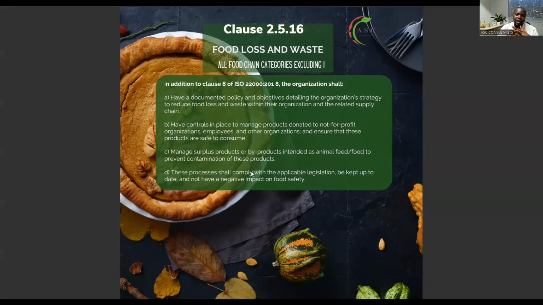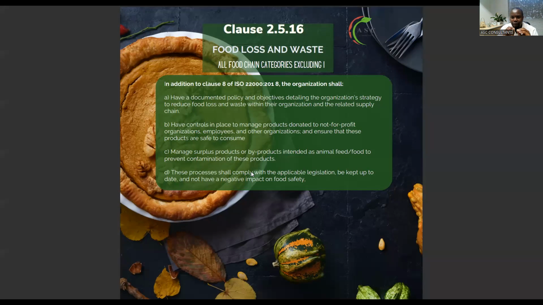So as a site, you must ensure that you have documented policy and objectives detailing the organization's strategy to reduce food loss and waste within the organization and the related supply chain. You shall have controls in place to manage products donated to for-profit organizations, employees, and other organizations, and ensure that these products are safe to consume.